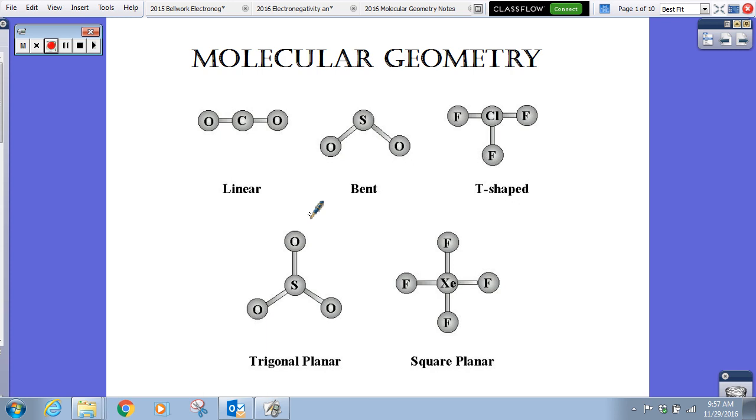We've been learning how to draw Lewis structures for molecular compounds to use as our blueprint for many things that we're going to be talking about over the next few days. We can use Lewis structures to help us figure out if a molecule is polar or nonpolar. We can use Lewis structures to figure out what intermolecular forces attract one molecule to another.